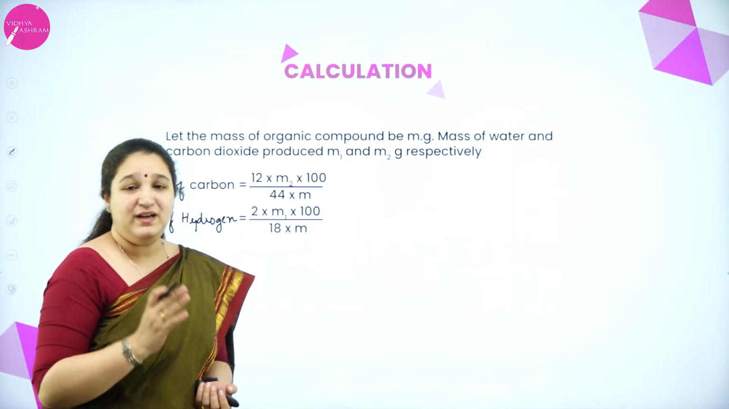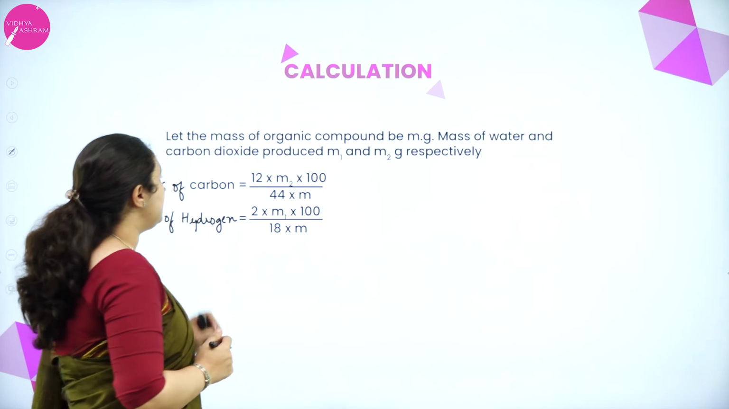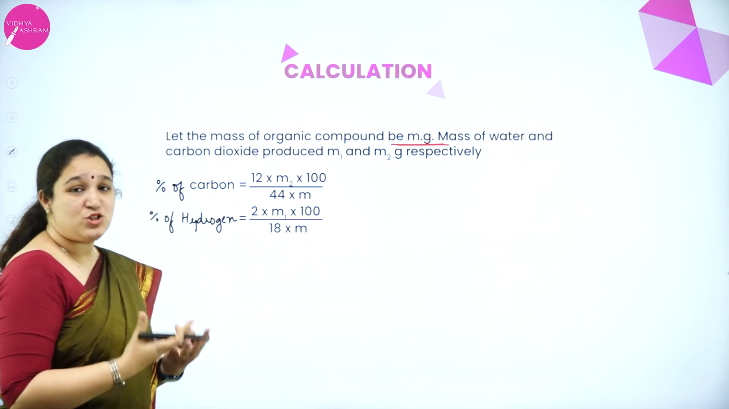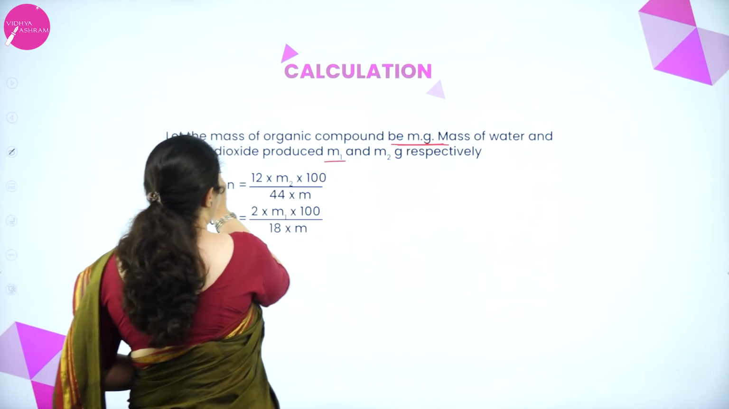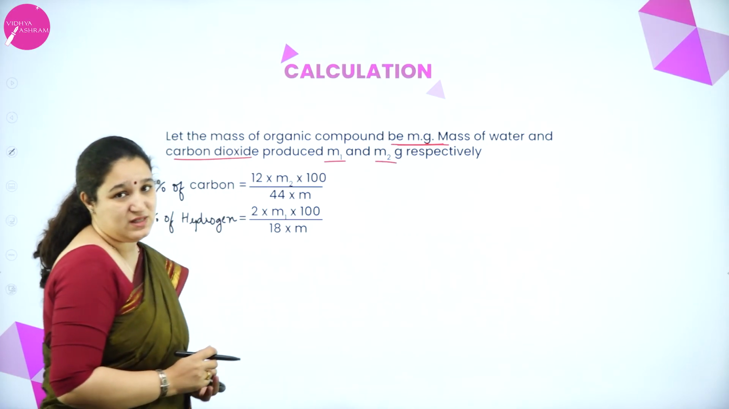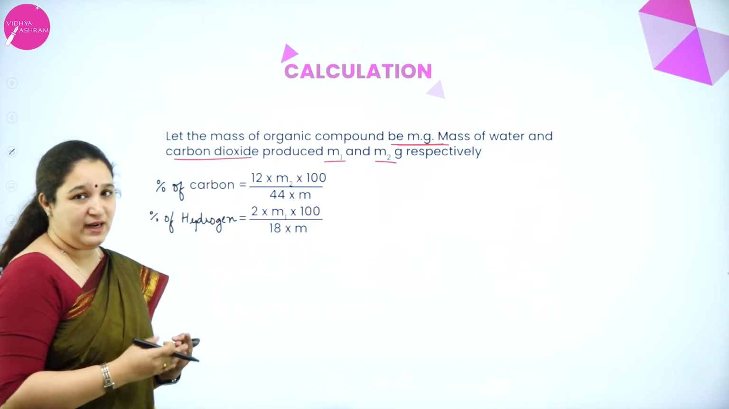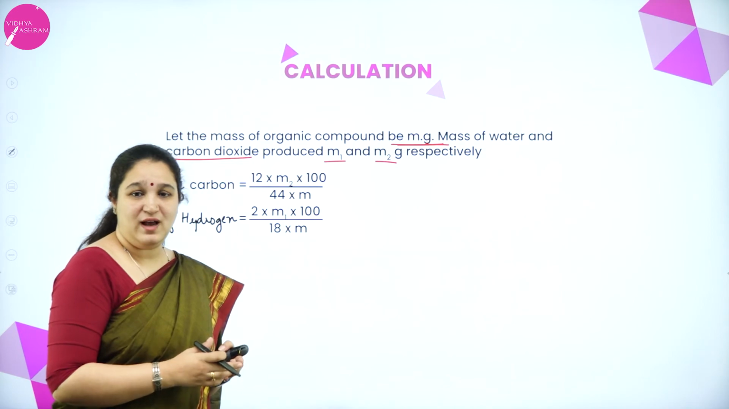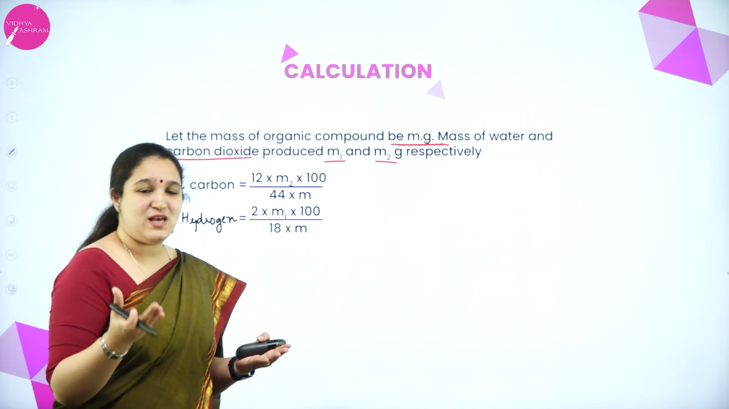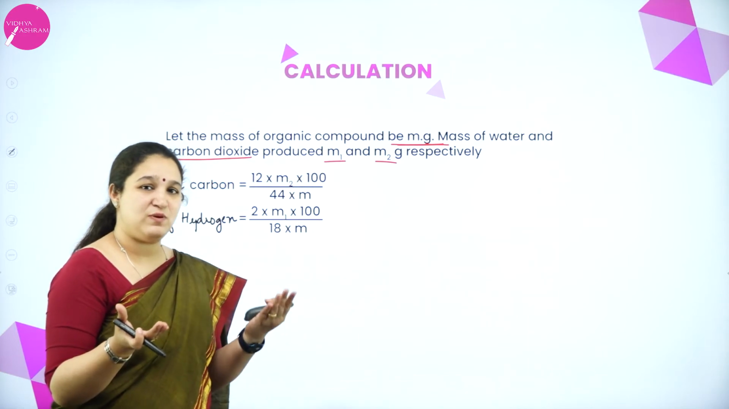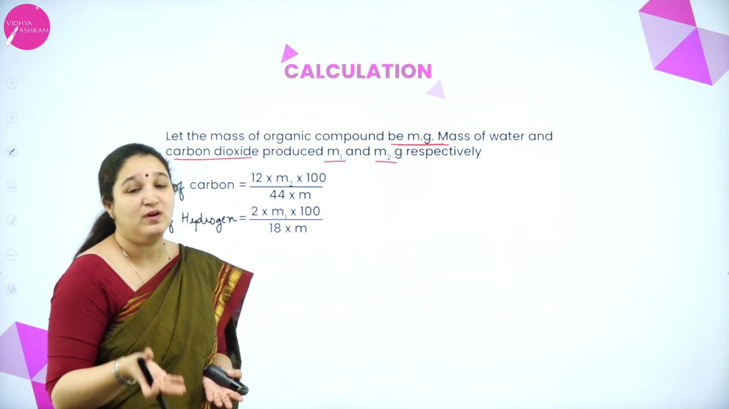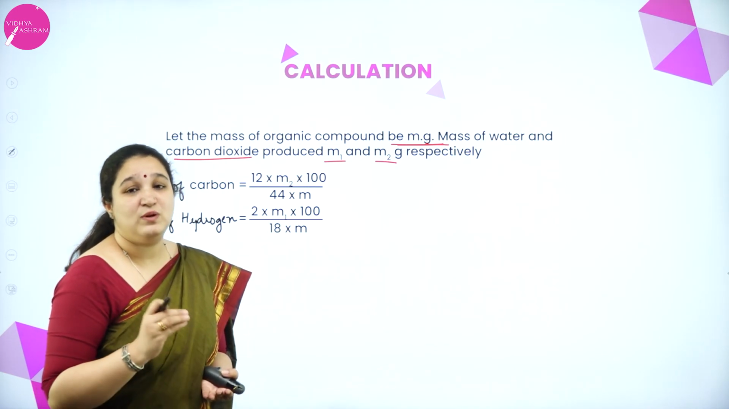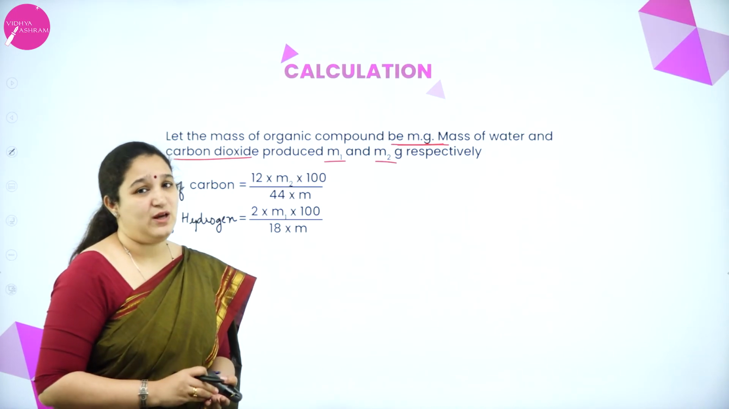Now, after the experiment, how do we do the calculation? Let us consider the mass of the organic compound to be m grams. The mass of water formed is m1 grams, and the mass of carbon dioxide is m2 grams. How did I get m1 and m2? I took the mass of anhydrous calcium chloride before and after the experiment. The difference gives me the mass of water formed, m1 grams. The difference in the mass of the potash bulb gives us the mass of carbon dioxide formed.